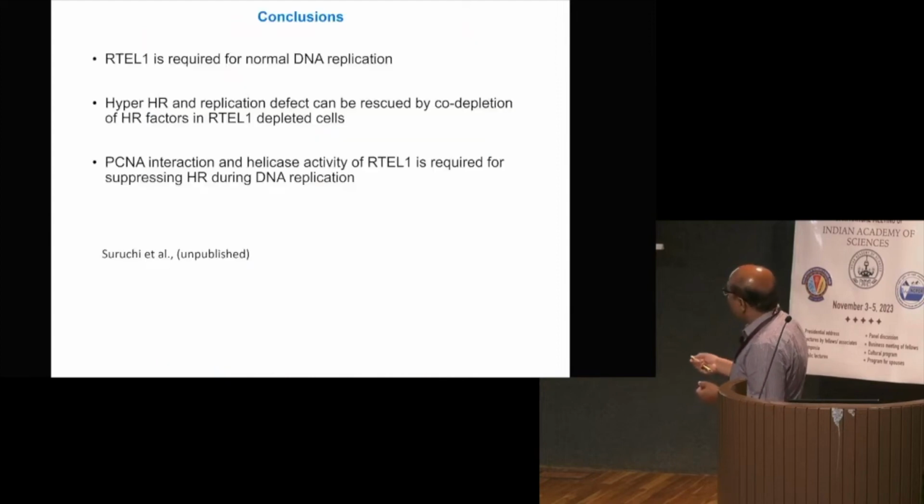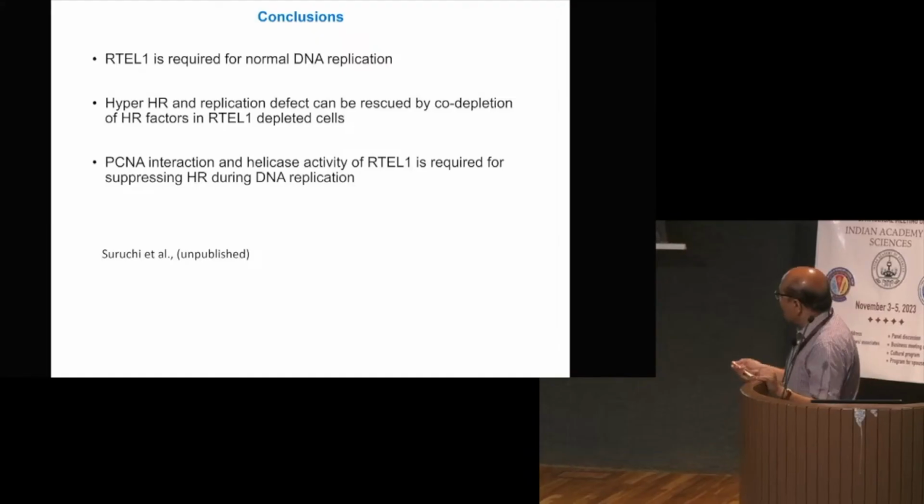So to conclude, the RTEL1 helicase is required for normal DNA replication in our cells. The hyper homologous recombination as well as replication defect in RTEL1 depleted cells can be rescued with co-depletion of RAD51 as well as RAD51 paralogs. RTEL1 PCNA interaction and helicase activity are required for suppressing homologous recombination during DNA replication. This work we have communicated recently.